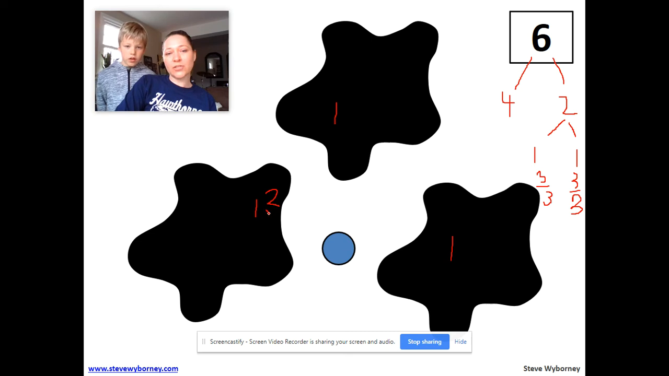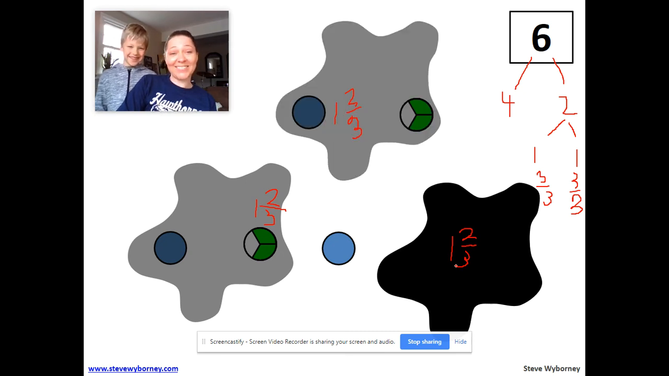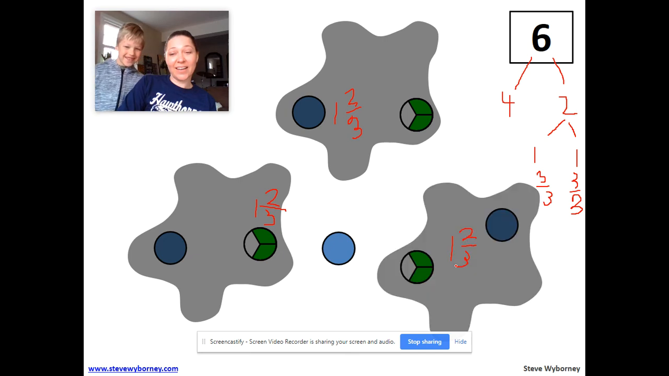If I had 1 2/3 here, 1 2/3 here, and 1 2/3 here, that would equal 6. Then my total would be 6. Okay, should we see how you did? Let's take a look. You're smiling. It must look good. How's that? Good. Okay, and just to be sure, let's make sure that we have 6 there.